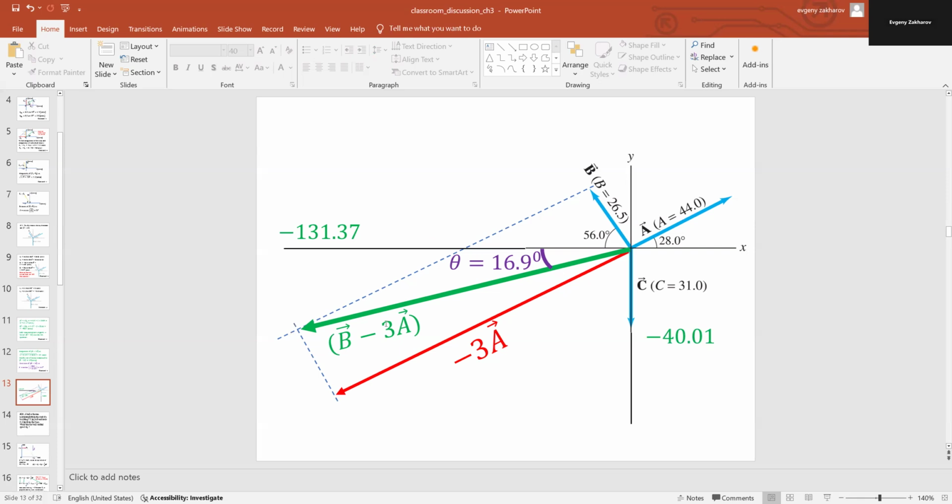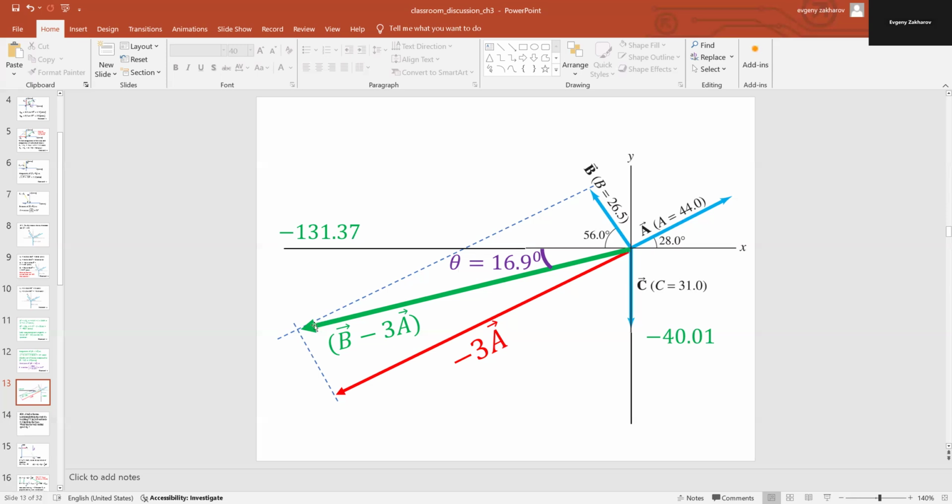It's still a sum because it's b plus minus 3a. See, the original a was north of east, and now negative 3 times the a has the opposite direction. And you multiply this 44 by 3 to get the value for the hypotenuse. So yeah, this is your parallelogram method, b plus minus 3a.